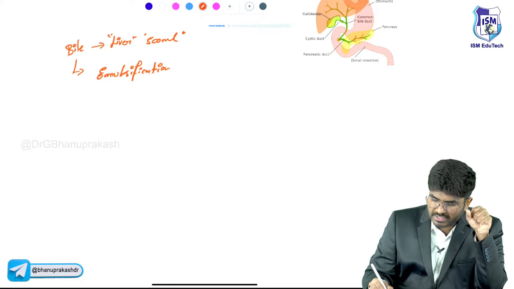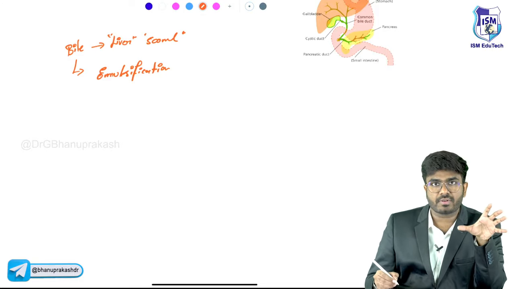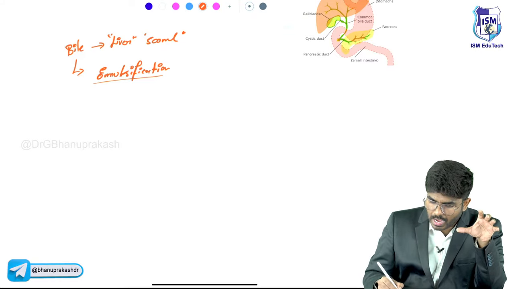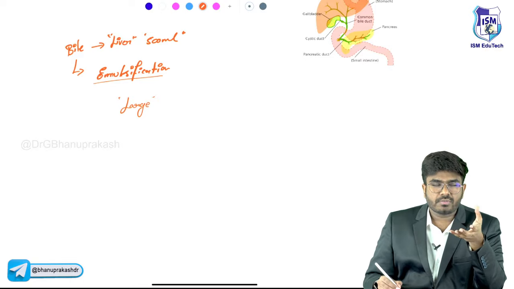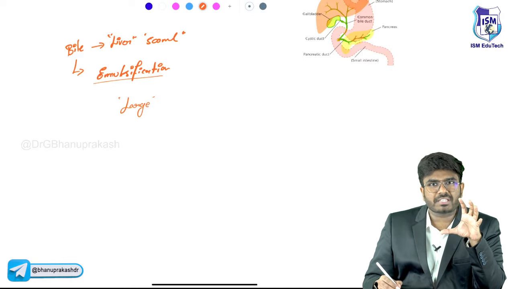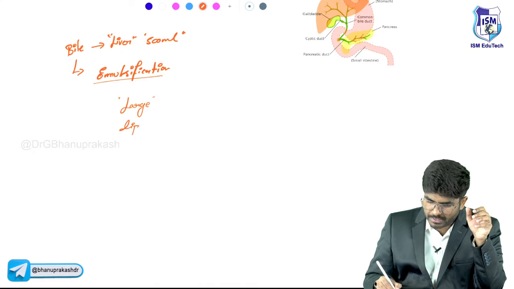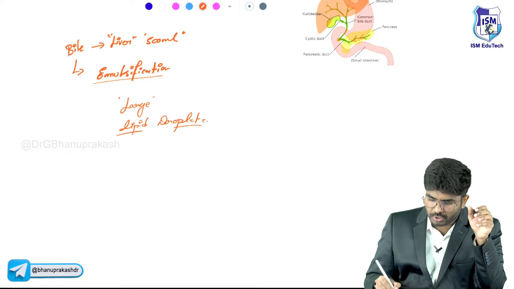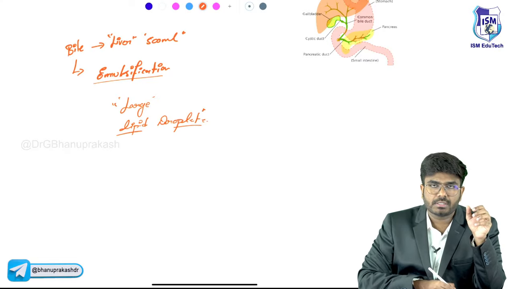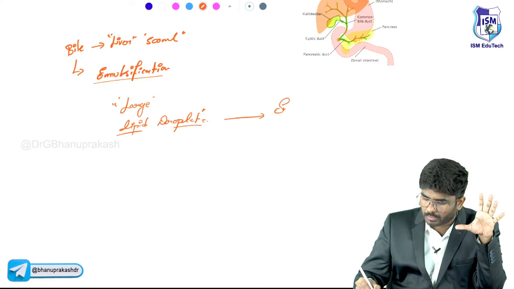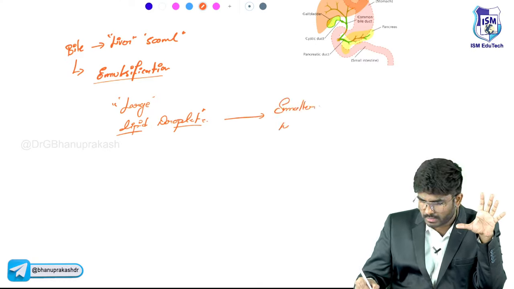So, what exactly is emulsification? Emulsification is the process of converting large lipid droplets. Now you are eating fats, and those fats are going to be big, complex molecules. On these large lipid droplets, the lipases cannot act and cannot digest. So you need to convert these large lipid droplets into smaller droplets.